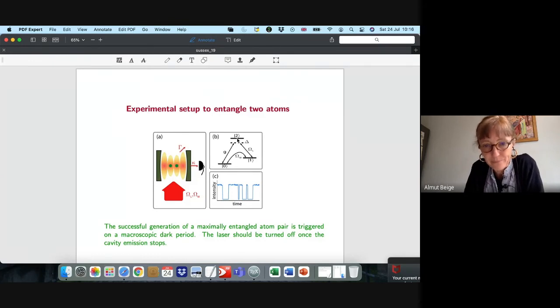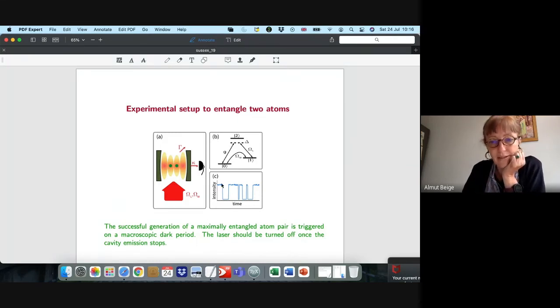But sometimes, via spontaneous photon emission from this excited state, the atoms might end up in an antisymmetric state, and this is the dark state of the system. So it's a state 01 minus 10, where, because of their symmetry being antisymmetric, they don't see the coupling to the cavity anymore. And then you can pump in laser, you can pump in energy as much as you like, there won't be any light coming out. So that means whenever the intensity of the light that's coming out here stops, you know that your atoms have randomly entered the macroscopic dark period, and they are now in a maximally entangled state.